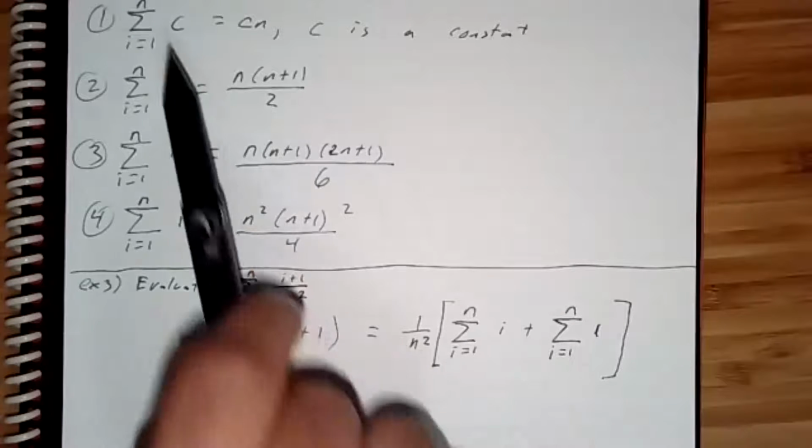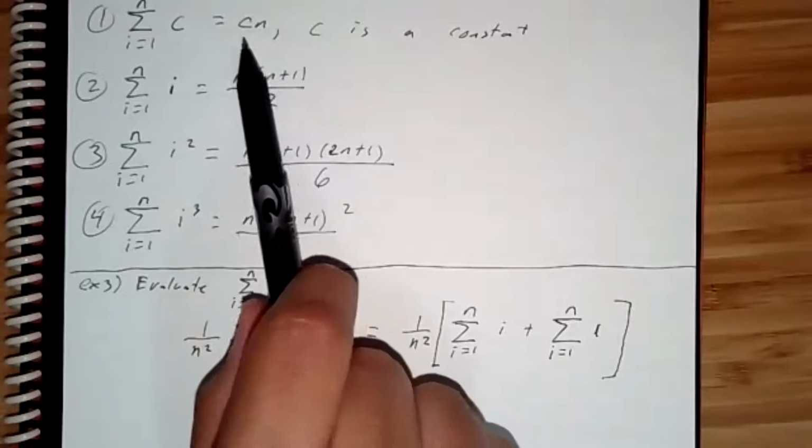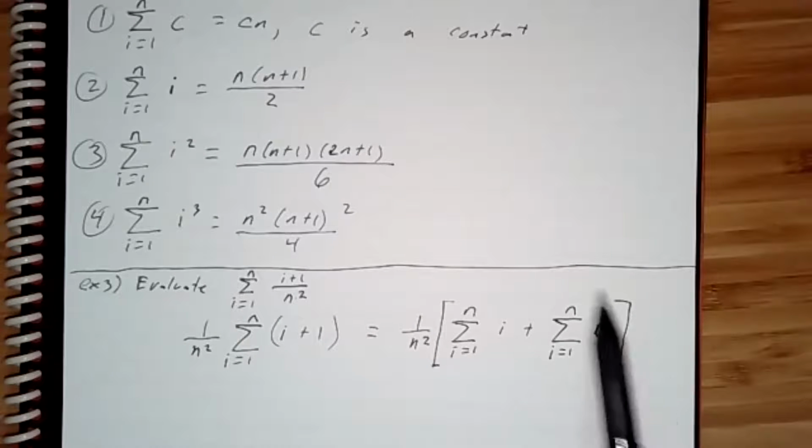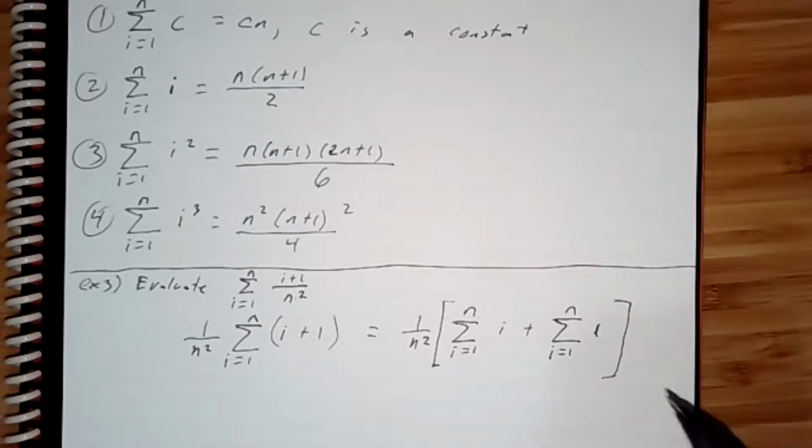Right, we said any constant would just be c times that, n times that constant. We have a number 1, so the answer would be just n. N times 1.